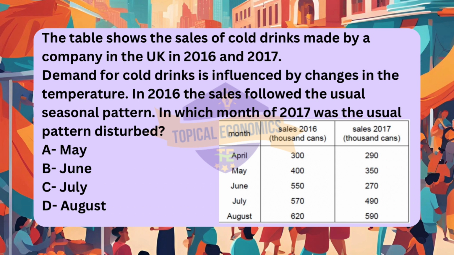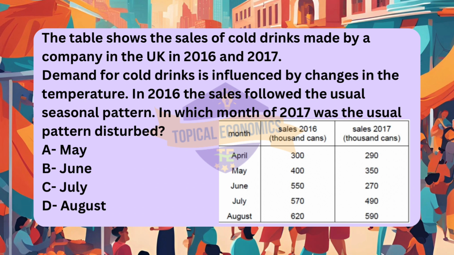The correct answer for this question is option B, June. In both 2016 and 2017, the sales of cold drinks followed a seasonal pattern, with sales generally increasing as the months progressed, likely due to rising temperatures. In 2016, sales rose steadily from 300,000 cans in April to 620,000 cans in August, reflecting the typical demand for cold drinks during warmer months.